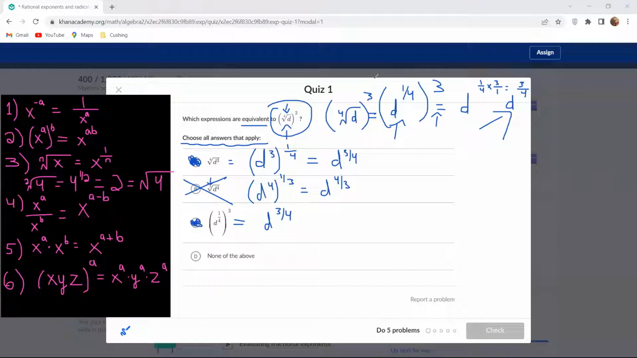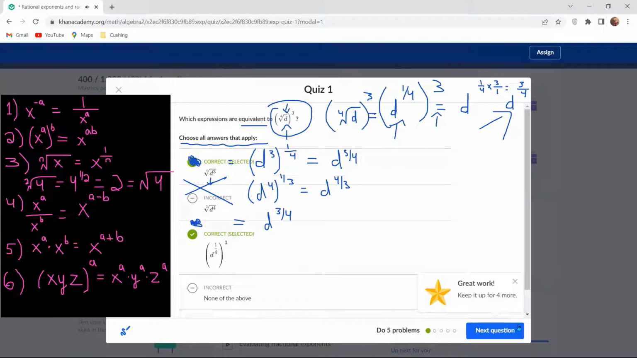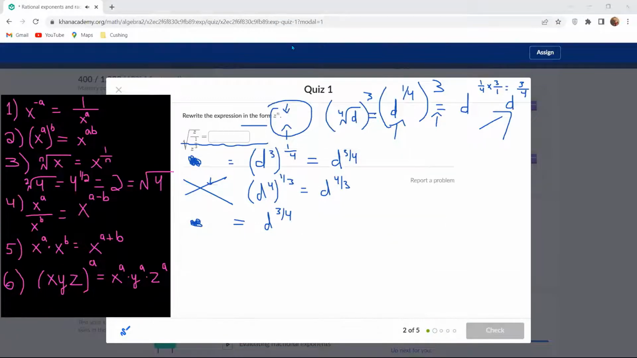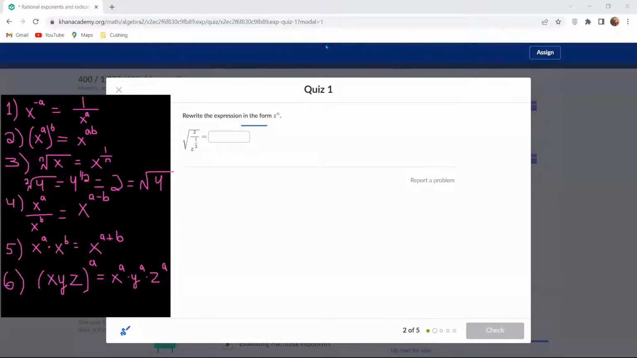So let's take a sec here. A and C. All right, nice, got that correct. I'm going to do some erasing here. Let's see. All right, let's take a look at this one here.